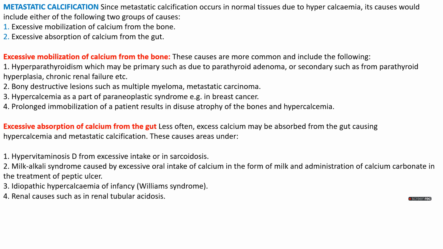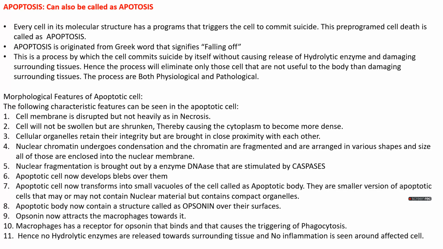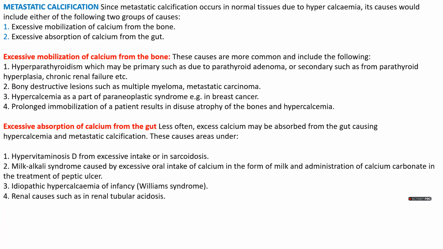Prolonged immobilization. If the person doesn't move, there is tissue wasting, that is atrophy of the bones, and hypercalcemia can be caused. If a person sits or sleeps in one place for a longer time, that means he is a bedridden patient, there is a higher chance in those cases. Next is excessive absorption of calcium from the gut, so next we'll go with this.